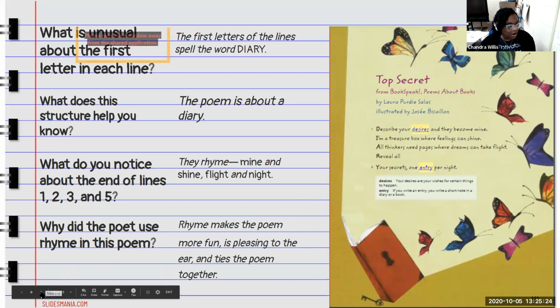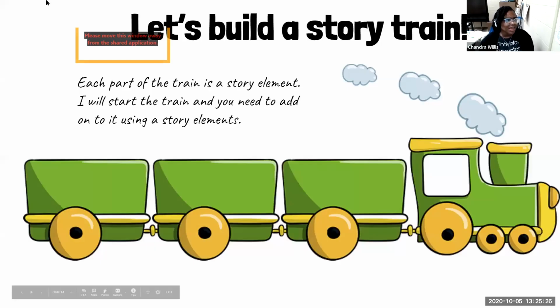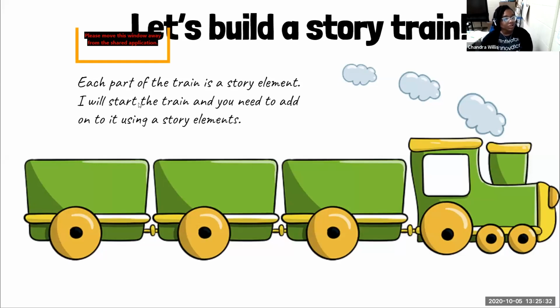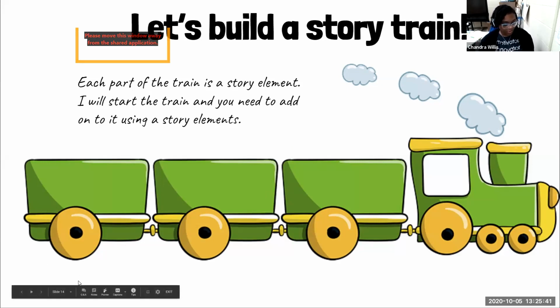Okay, scholars, we are just about out of time. We can never get to this, but hopefully tomorrow we can build our story train. So tomorrow, we're going to build a story train, and we're going to use the story elements to help us tell a story together. So tomorrow we'll do that. We'll do breakout rooms, and we will do a story train.